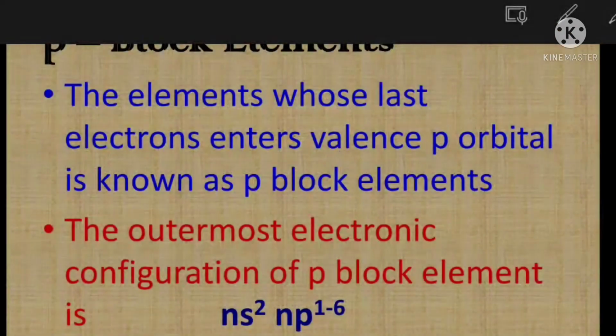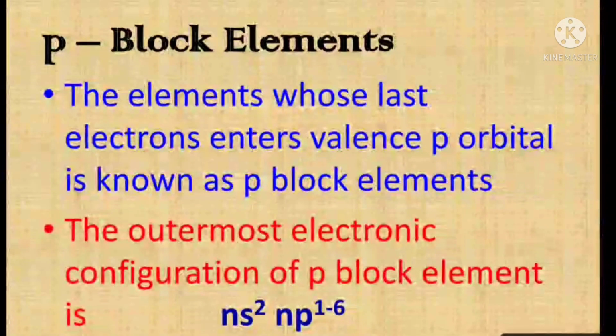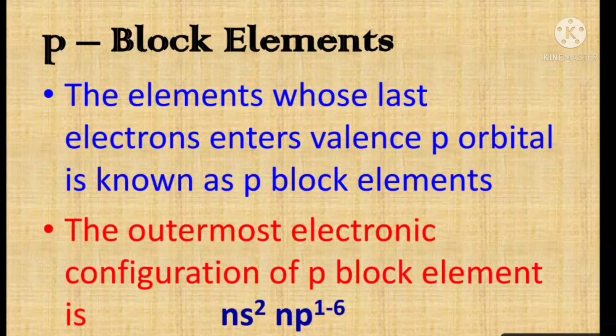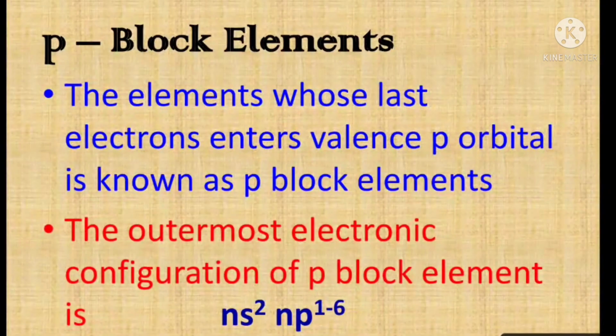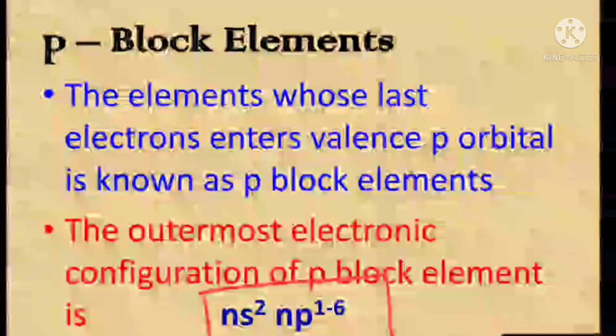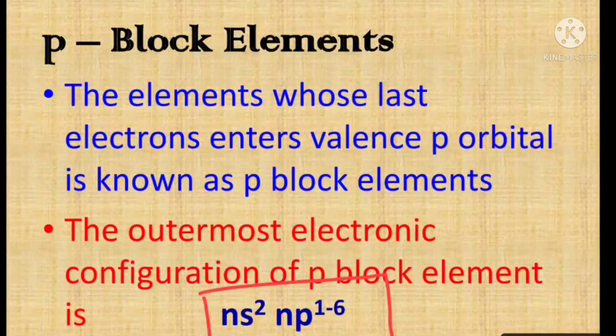The general outermost electronic configuration of P block elements is ns2 np1 to 6. This is the general outermost electronic configuration of P block elements. So what is the general outermost electronic configuration of P block elements? ns2 np raised to 1 to 6.